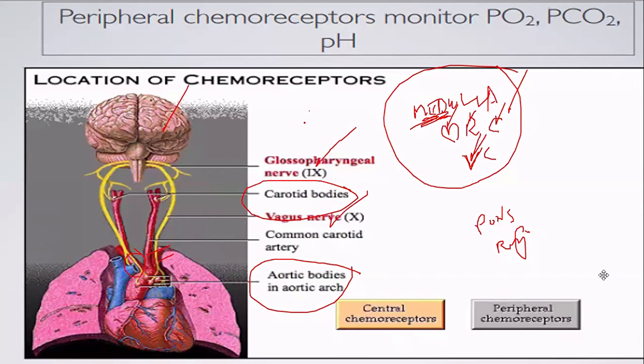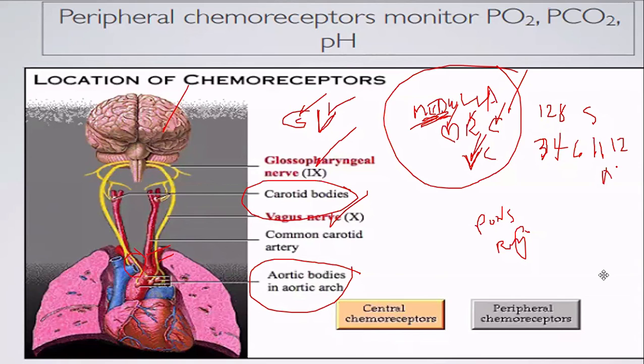Don't forget the mnemonic we always see downtown. Glossopharyngeal and vagus. So don't forget, doctors, this will appear. Cranial nerves 1, 2, 8 are sensory. Cranial nerves 3, 4, 6, 11, 12 are motor.